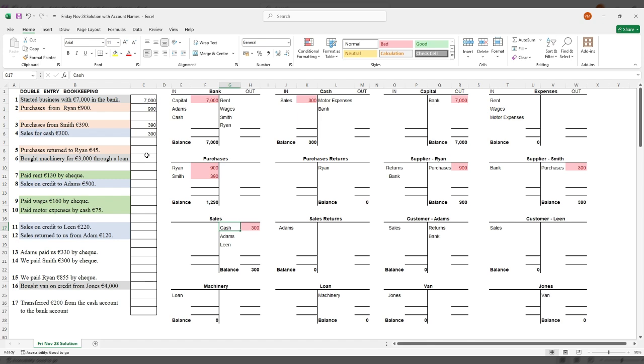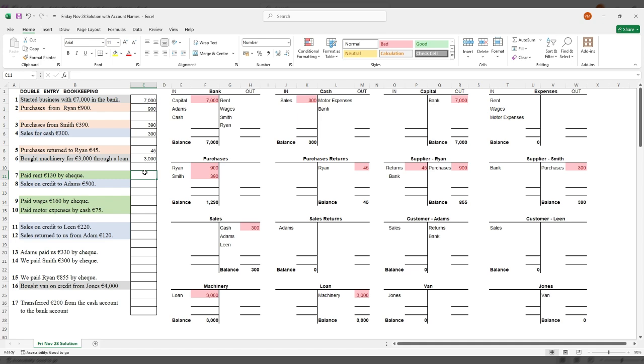We push on. Purchase returns, 45. Look at, I won't explain it much more. You can see it yourself. Number 6, 3,000 of a loan. Again, machinery. Yeah. How did you finance the machinery? A loan. Over to the loan account. What did you do with this loan of €3,000? You bought a machine. You bought machinery, right?